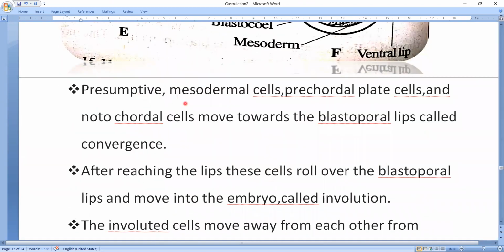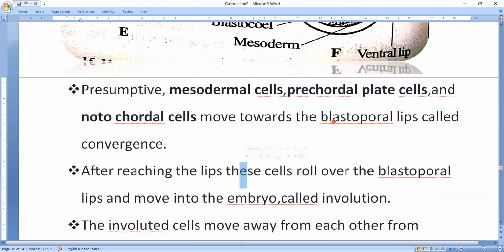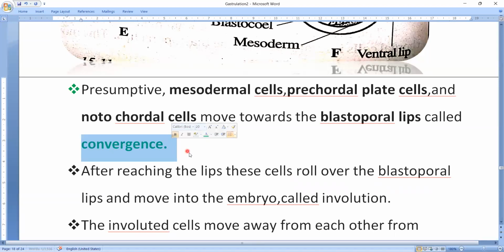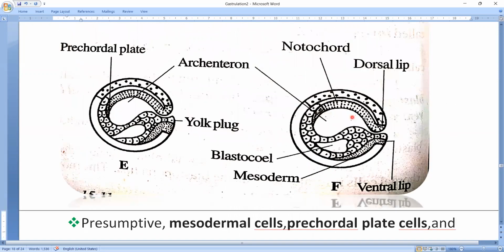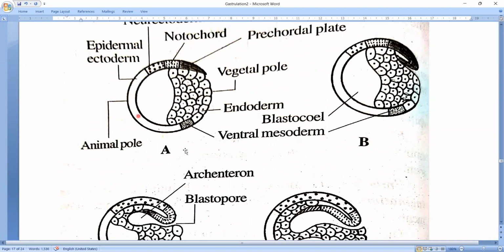The presumptive mesodermal cells, precaudal plate cells, and notochordal cells move towards the blastoporal lips. That is called convergence. Okay, so the future notochord cells, precaudal plate cells and mesodermal cells, they move towards the blastoporal lips. Okay, so that means like this.